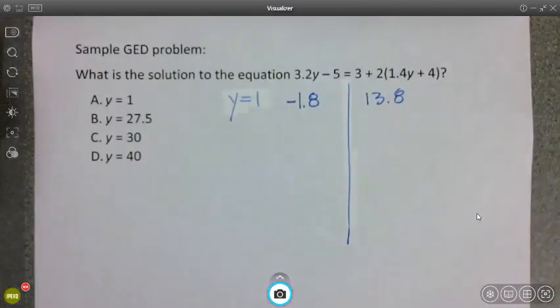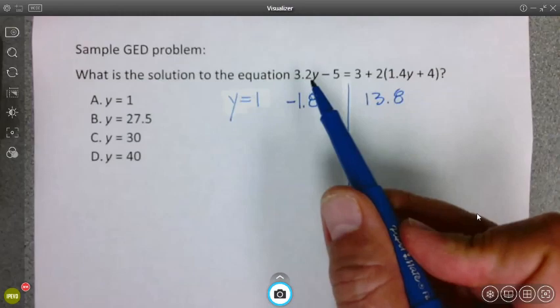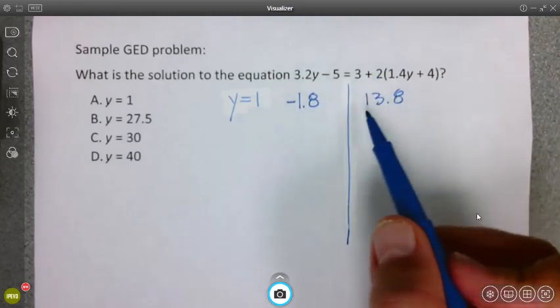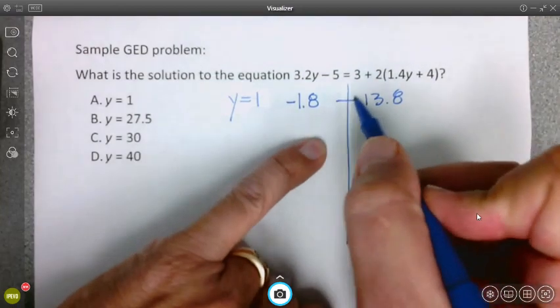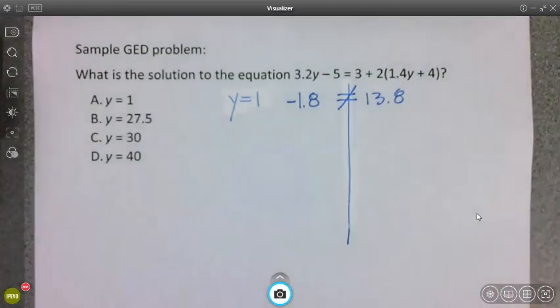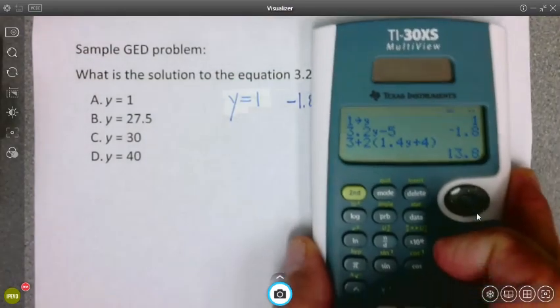So I now know that when y equals 1, the left-hand side of the equation is negative 1 8/10. The right-hand side of the equation is 13 8/10. These are not equal, so that doesn't work. Y does not equal 1 in order to work as a solution to the equation.